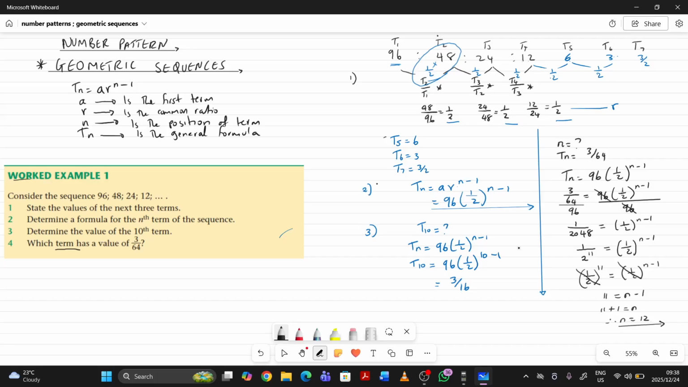So remember again, n cannot be a fraction, n cannot be a decimal, n cannot be negative. So n has to be a positive integer, and this will be your final answer.